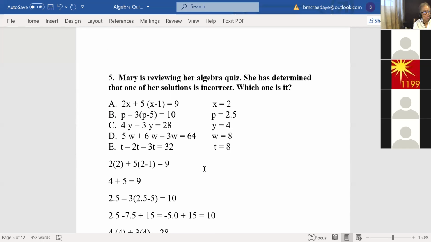Latoya, you just took a guess, huh? Because what this means is she put her answers for her variable. But when you plug those answers into the equation, you don't get what it's equal to for E, but you do for A, B, C, and D. So which one is incorrect? In other words, which one does the variable not match the equation? And it's E, because you don't get 32. You get a negative 32.